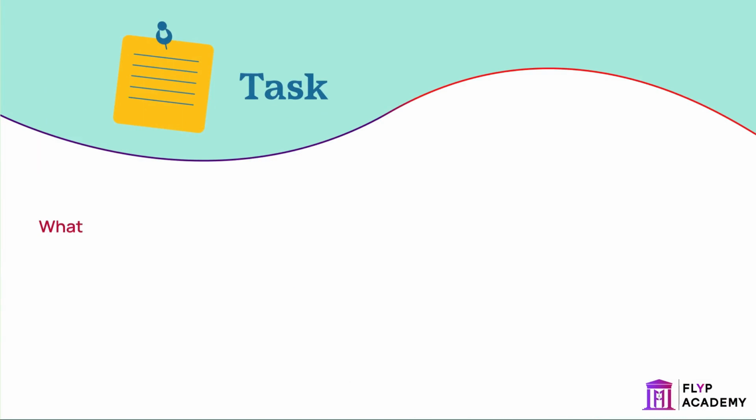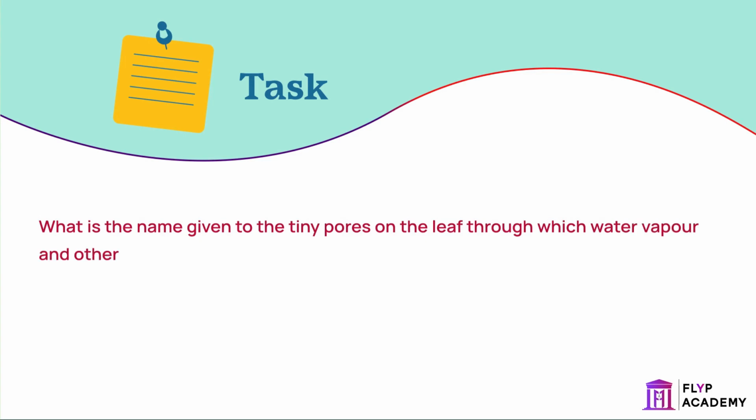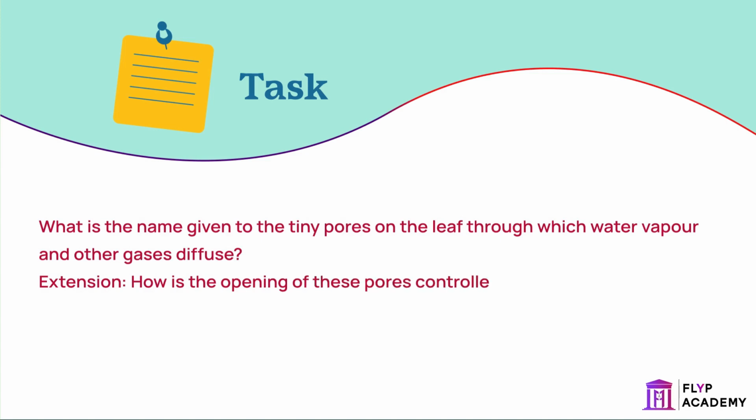Task. What is the name given to the tiny pores on the leaf through which water vapour and other gases diffuse? Extension. How is the opening of these pores controlled?